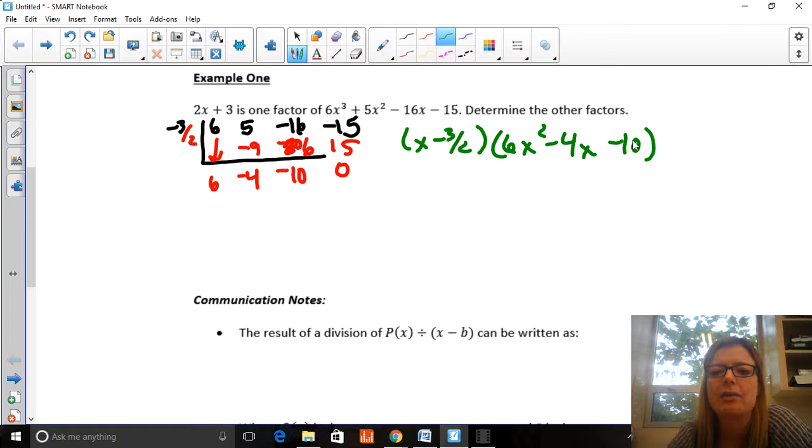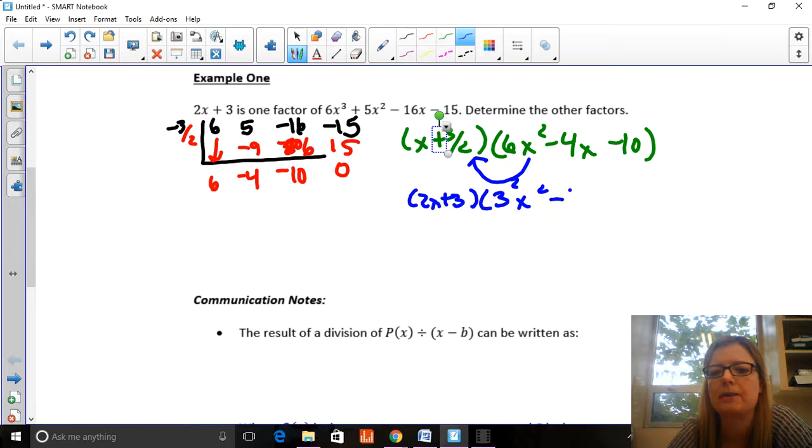So that is another way of writing out this polynomial. So remember that we don't want x minus 3 over 2 here. We want it to be, sorry, it should be plus. We want it to be 2x plus 3. So in order for that to happen, we want to borrow a 2 from here and move it over there. So then we get your 2x plus 3, which is what we want. And then we divided a 2 out, so 3x squared minus 2x minus 5.